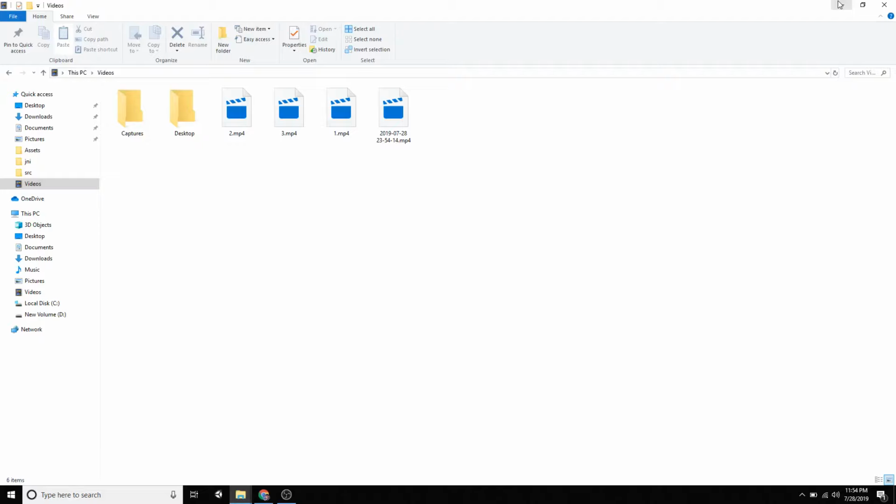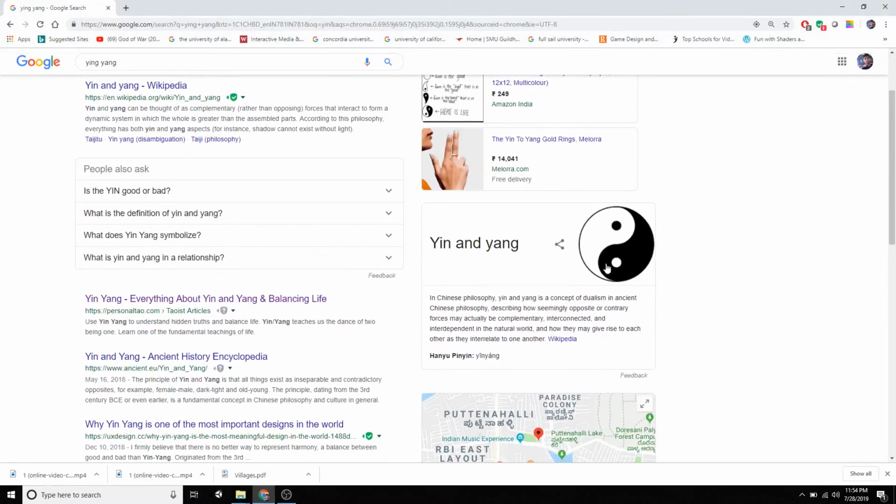So our game character is basically going to be yin yang symbol. If you don't know what is yin yang, you can search online, and this will be our game character. So yin yang is basically about the balance in life, and based on this character I am planning to develop a game. So this will be our game character.